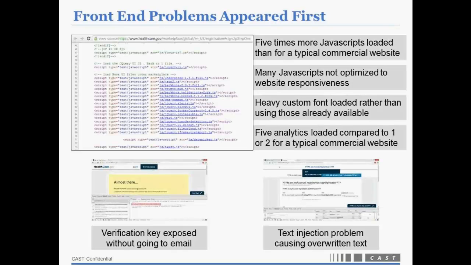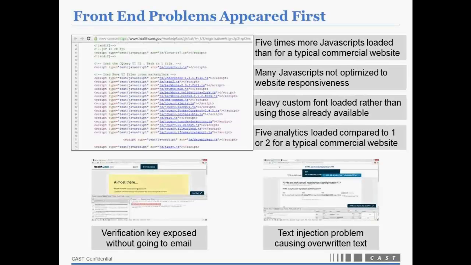Just some very basic things, heavy fonts, a lot of analytics, Google Analytics and a lot of other website analytics, client-side analytics that were being loaded and being used, way more than you need to track any website. Just a lot of things from a performance standpoint that are heavy.